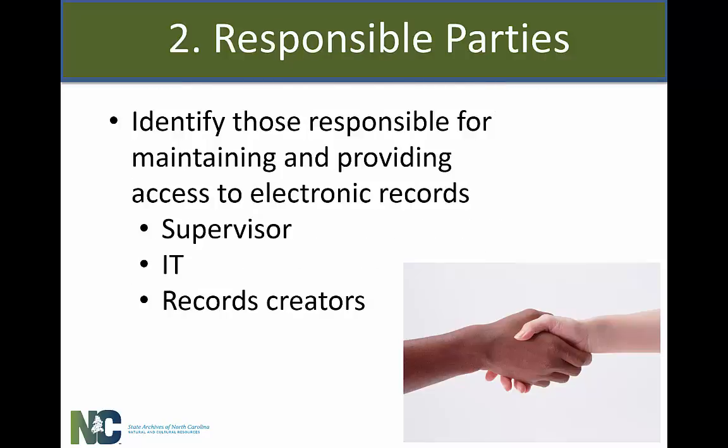Section 2 identifies the parties within your agency who will be responsible for maintaining and providing access to your electronic records. There are clear responsibilities for someone in a supervisory position, your information technology or IT staff, and the records creators. Depending upon the size of your agency, you may also have specific responsibilities for your managerial staff. And state agencies may want their chief records officer to have certain responsibilities related to electronic records.